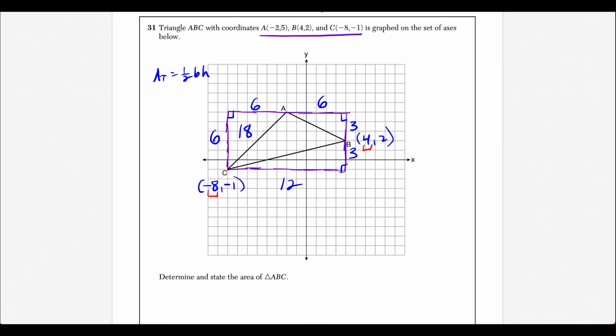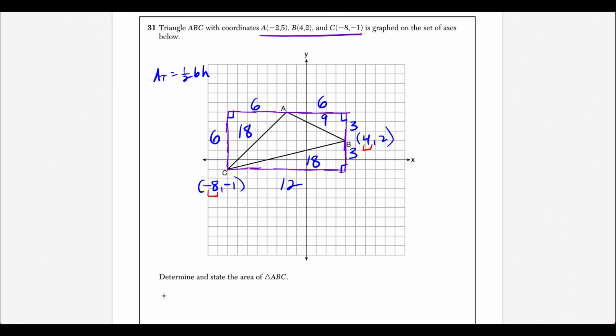So then if we find the area of these other two triangles here, using this formula again, 1/2 base times height, or 1/2 of 6 times 3, would give me half of 18, which is 9. And then I'm doing half of 12 times 3, and half of 36 is 18 again. So now what I would do from here is to determine and state the area of triangle ABC.